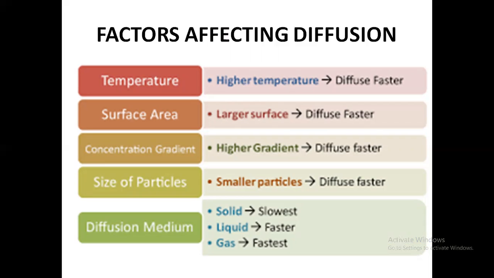Next is size of particles. If the size of particles is small, the rate of diffusion is faster. Next is diffusion medium, meaning the medium through which the substance diffuses. It is slowest in solids, faster in liquids, and fastest in gases.